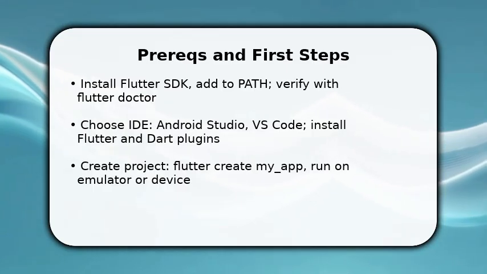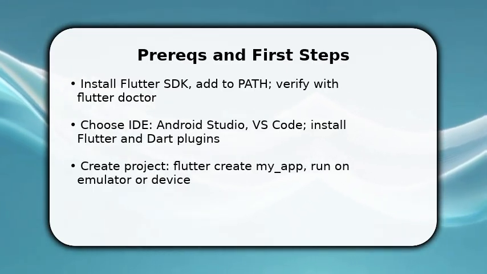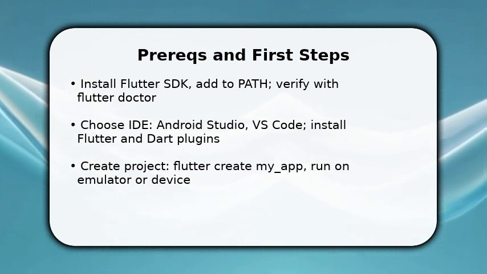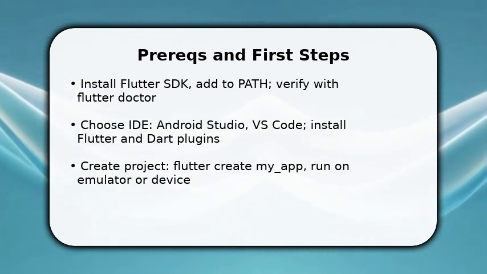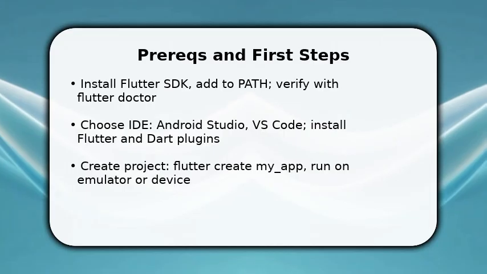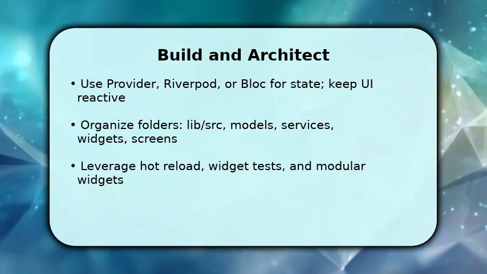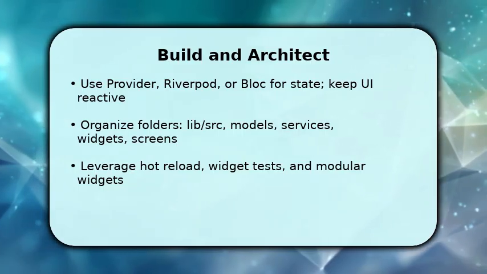Make sure the app runs before changing code to avoid debugging chaos later. You now focus on structure and execution. Pick a state solution, Provider, Riverpod, or Bloc, so your UI remains reactive and testable. This choice determines how you pass data and manage life cycles.